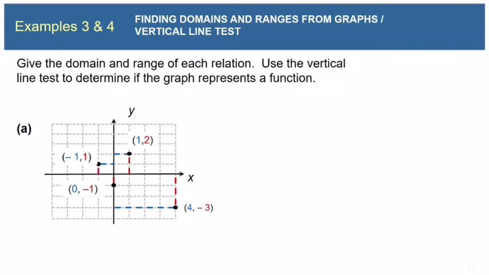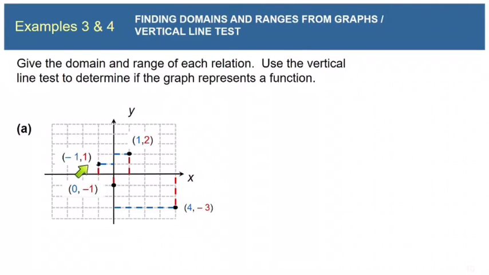Let's look at an example or two. This says, give the domain and range of each relation. Use the vertical line test to determine if the graph represents a function. Okay, now this relation is just these 4 separate points, and they've drawn the red and blue lines to help us figure out where the points are, but the red and blue lines are not part of the relation. The points themselves are the relation.